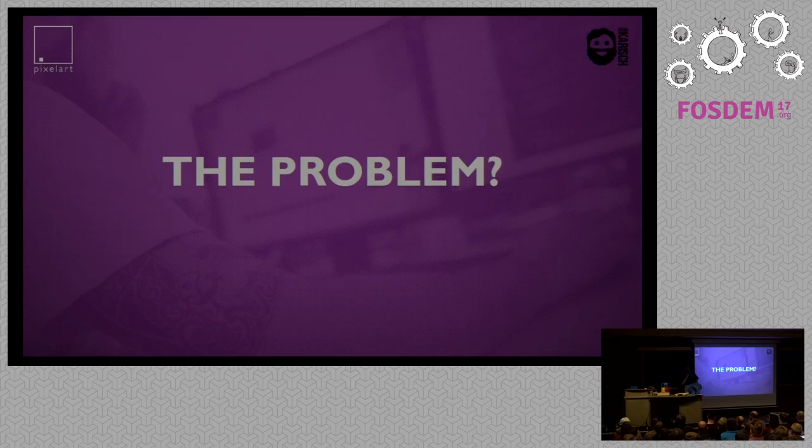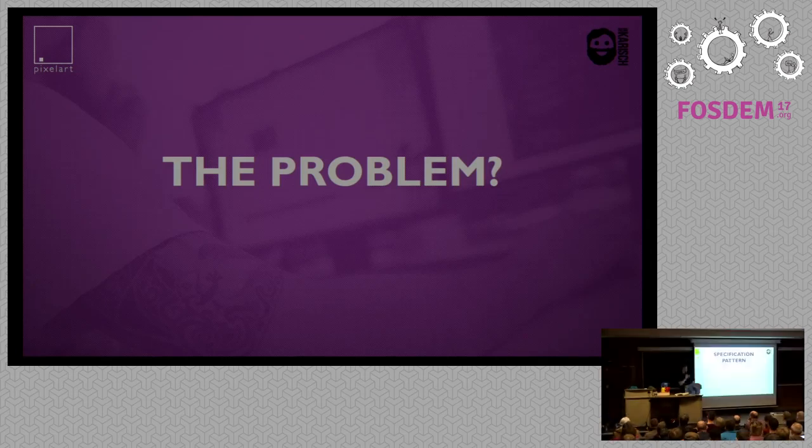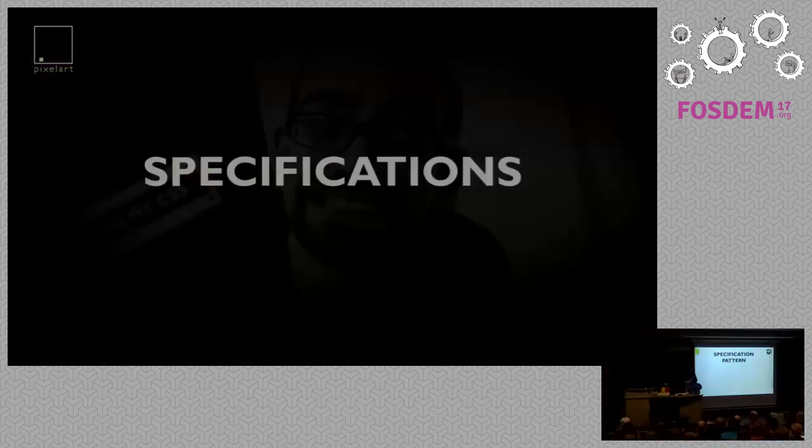Every time you need another criteria, another combination, you have to create a new method, maybe refactor code, and so on and so on. Maybe you have 15, 20, 25 methods in a big domain model. That sucks. That really sucks. So how can we do this? We use specifications. So what are specifications again?